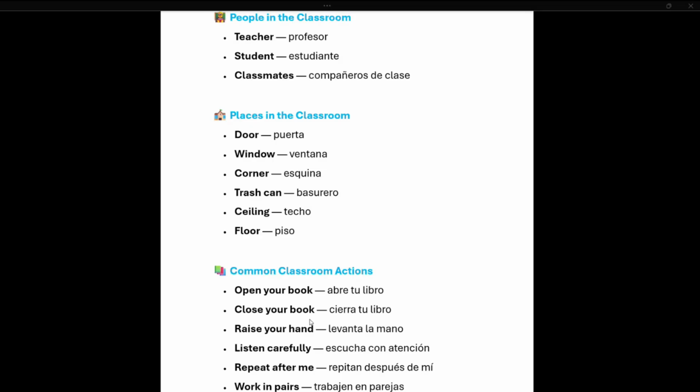Close your book, close your book. Raise your hand, raise your hand. Listen carefully, listen carefully. Repeat after me, repeat after me. Work in pairs, work in pairs.